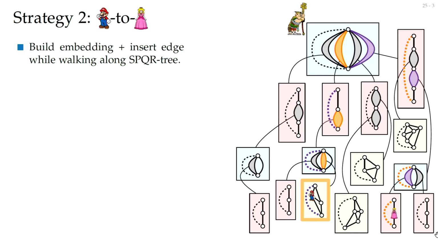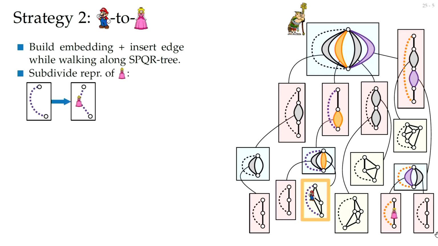So we first have to subdivide this edge and place Peach on top of it. So we put Peach here. And now we have here a 3-connected graph. Now we want to find the optimum way to add the edge from Mario to Peach. The only thing we can change is maybe flip this component. So we again want to embed them such that Mario and Peach are as close as possible.